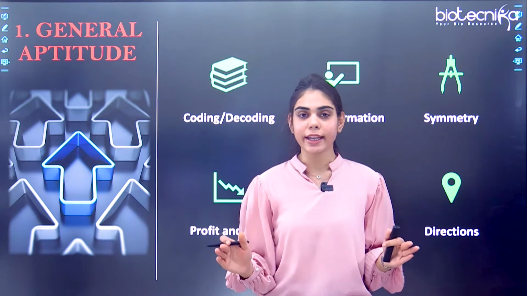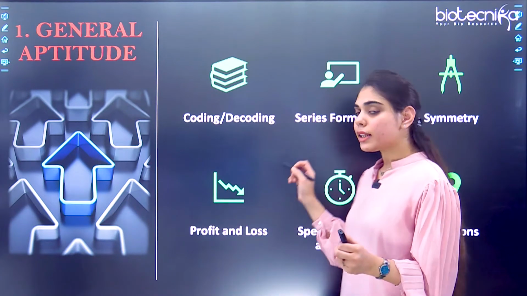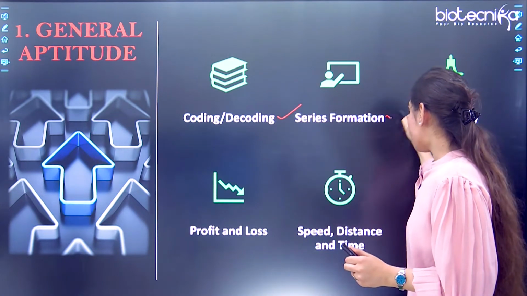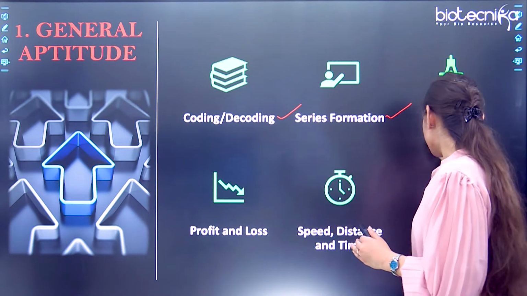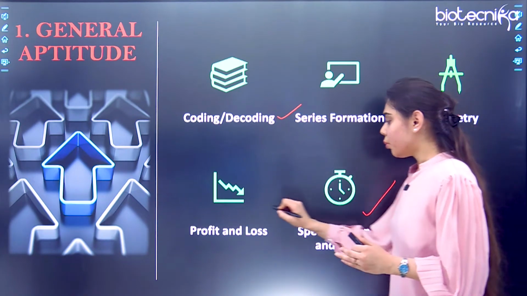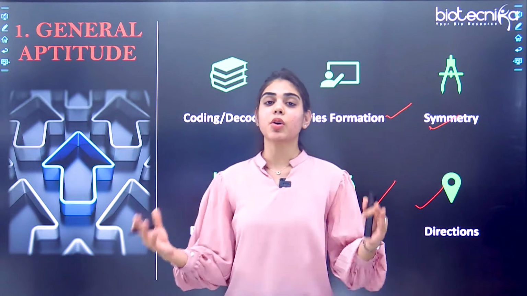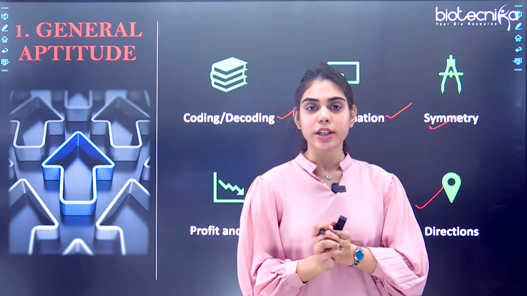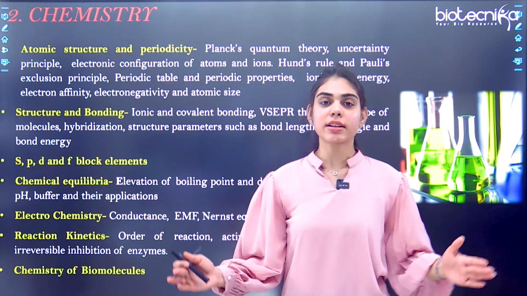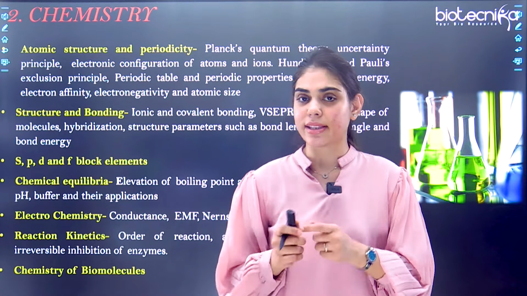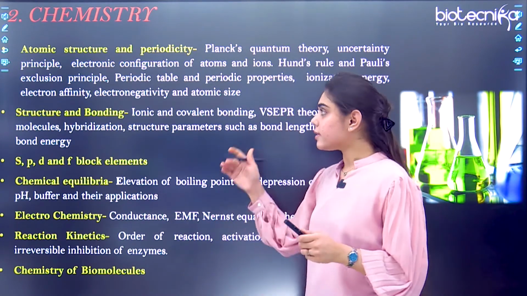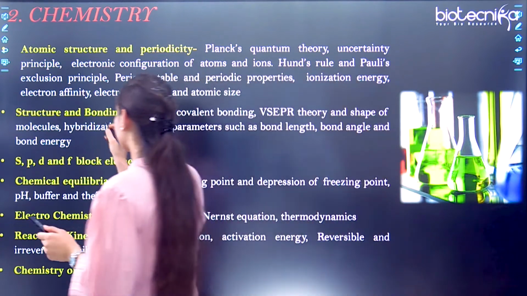So the first topic here was general aptitude. What all topics are important under this? Coding and decoding, series formation, like what comes next, symmetry, directions, speed, distance and time, profit and loss. Sometimes questions on combinations and permutations are also asked, so you can focus on that part too. Now coming to the second section, that is chemistry. Again, this is a compulsory part for you all. Now here you can see there is a list of subtopics that you need to cover.